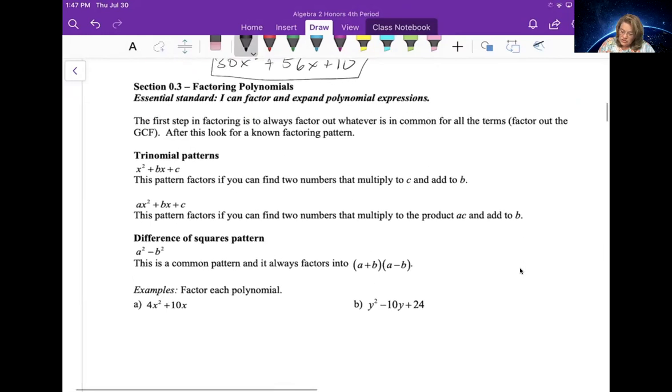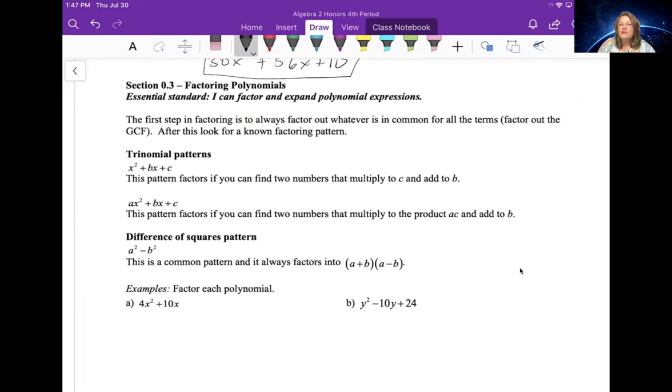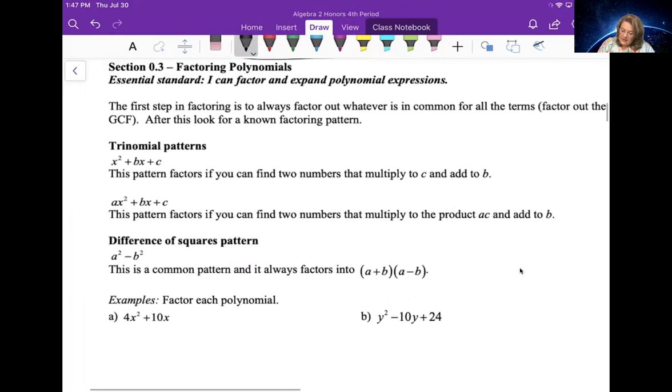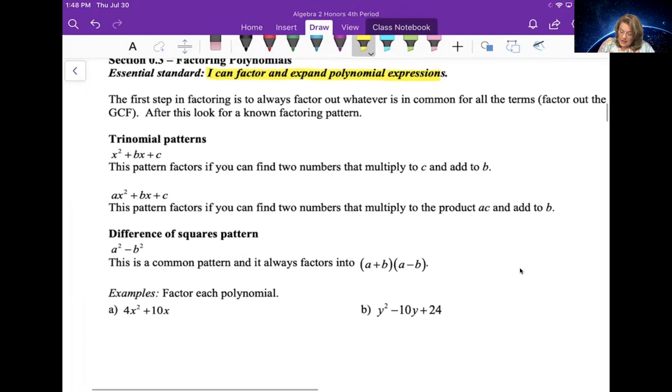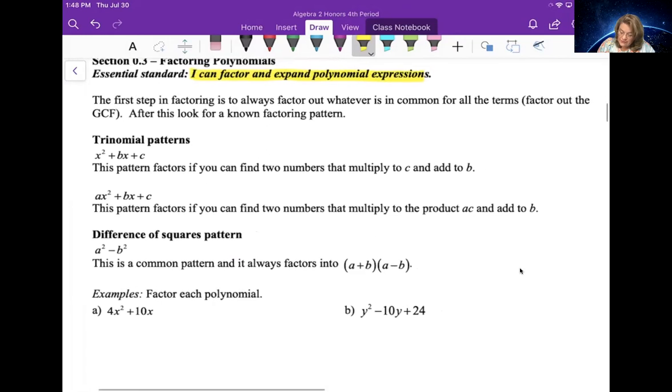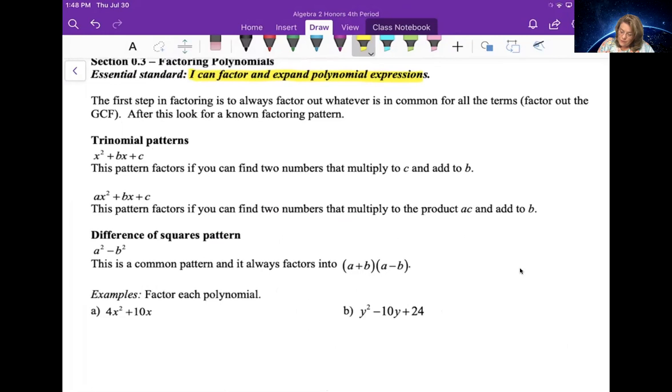Moving on, section 0.3, let's review how to factor. By the way, what are we trying to make sure we know how to do? I could factor and expand polynomials. Expand is what we just did when we foiled. Now we need to review how to factor. So how do I factor? The first thing you need to do is look for whatever is common for all of the terms. Make your life easier and factor out the greatest common factor for each term.